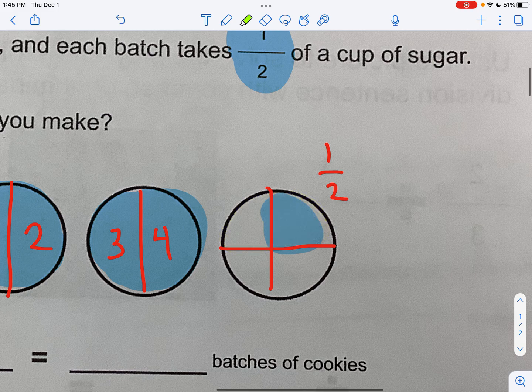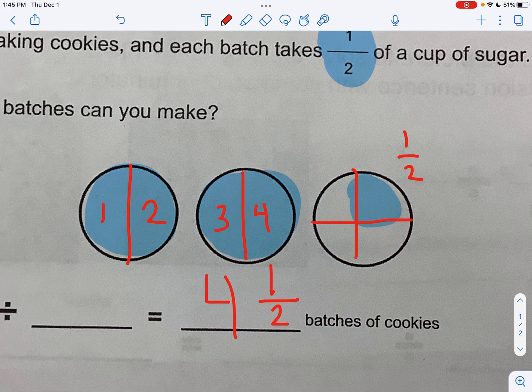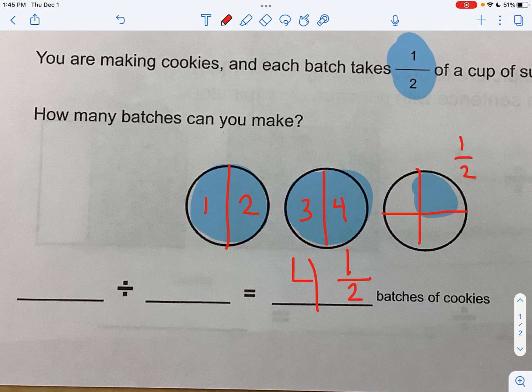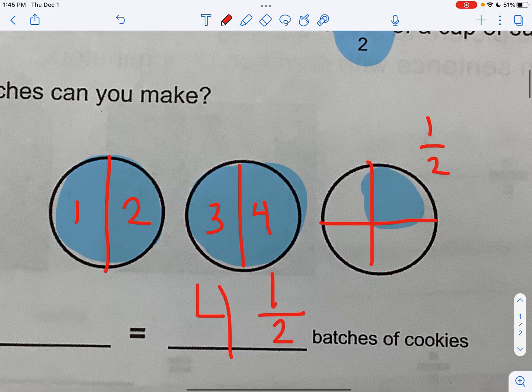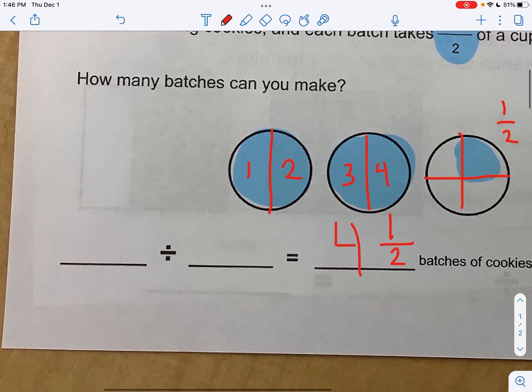So we have 4 full batches of cookies in these first 2 circles. So 4 is going to be my whole number. And then we have 1/2 of a batch left over. I don't want to see 4 and 1/4 because there's 1/4 of a circle left. That's not 1/4 of a batch, and our unit is batches.